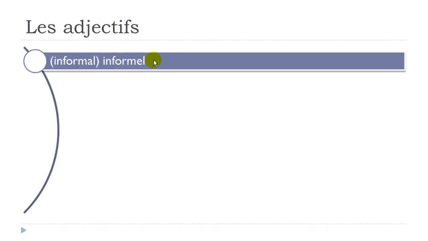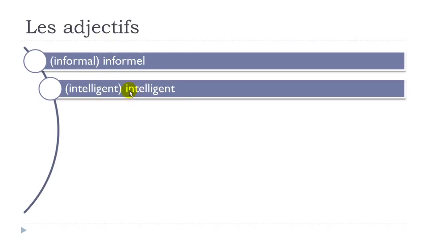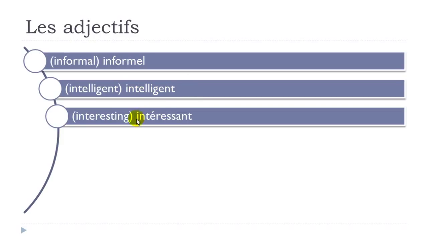Informel. Intelligent. Final T not pronounced. So G-E-N, Jean. Okay. Intelligent. Double L, it opens the pronunciation of your E, so it's E. Intelligent. Intéressant. Double S, same thing here. S, strong, and it opens the pronunciation of your E. Intéressant. Final T not pronounced.